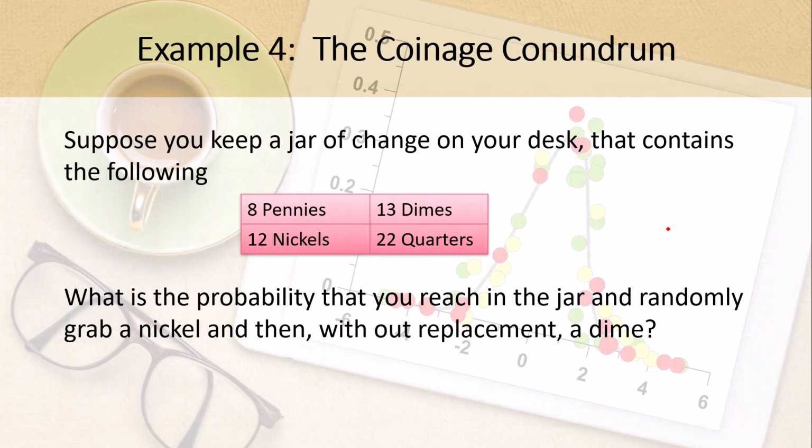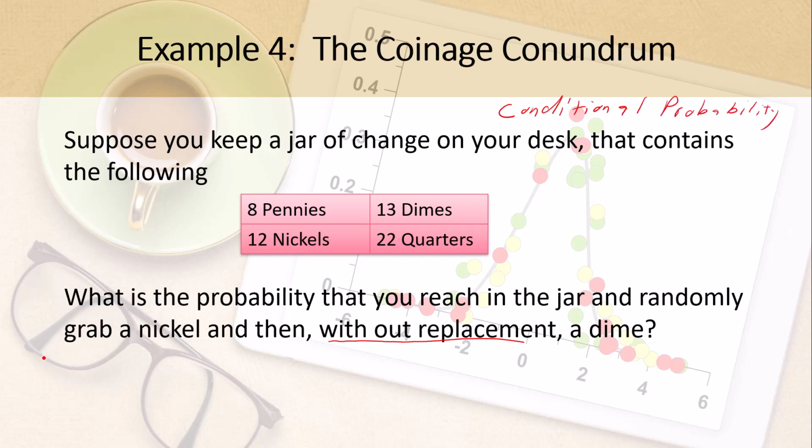And let's take a look at this problem here. This is the coinage conundrum, as I like to call it. Suppose you keep a jar of change in your desk that contains the following. Actually, I don't have jars of change in my desk. I have Ziploc bags of change in my desk for some crazy reason. But in this scenario, here's what we have. We have 8 pennies, 12 nickels, 13 dimes, and 22 quarters. What is the probability that you reach into the jar and randomly grab a nickel and then, without replacement, randomly grab a dime? Whenever you see the words without replacement, you need to think conditional probability.